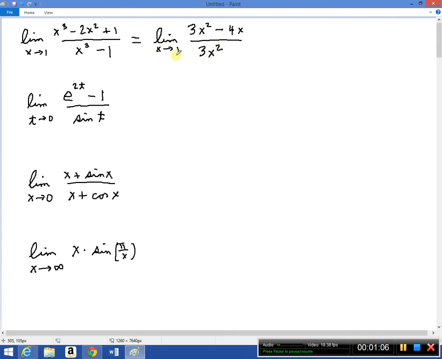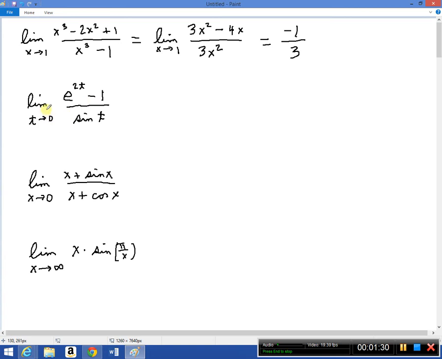Now we check and see if we can calculate this limit, and as x approaches 1, we see that the bottom is not going to be a problem at all. So this limit can be done right away. Limit as x approaches 1, the bottom goes to 3. The top is 3 minus 4, so that's going to be negative 1. So the answer to number 1 is negative a third.